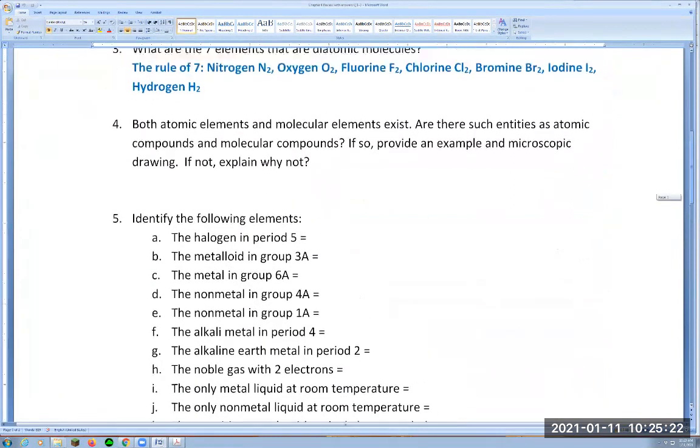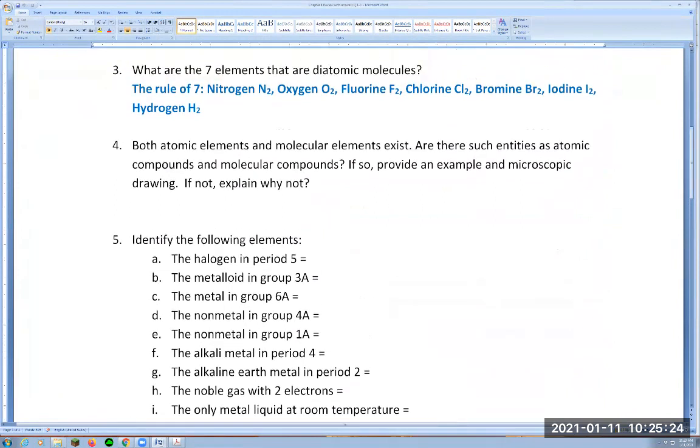So I want to remind you that question 3 here was asking for the 7 elements that are diatomic molecules, and that's what we call molecular elements. So let's give examples of molecular elements. Molecular elements would be, for example, Br2, Cl2, etc. There is also, for example, sulfur 8. So let me put these 2s as subscripts. So these are examples of molecular elements.